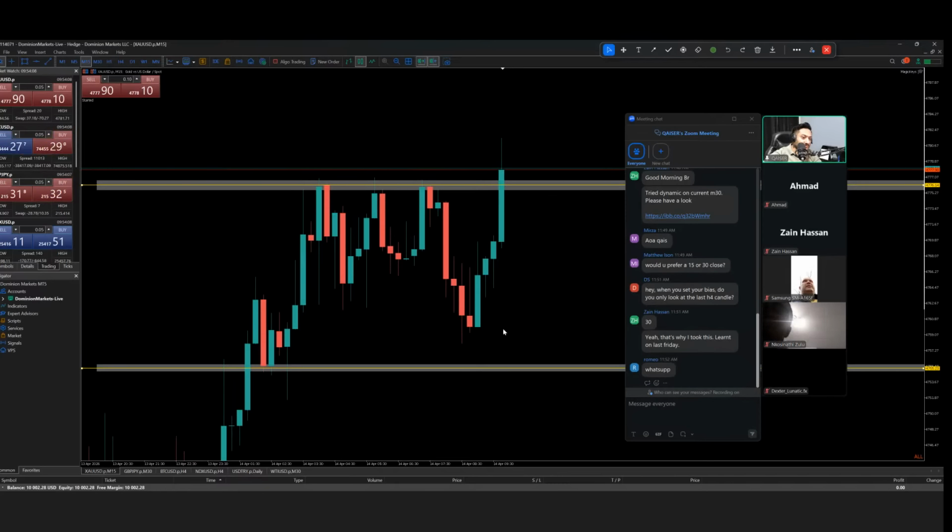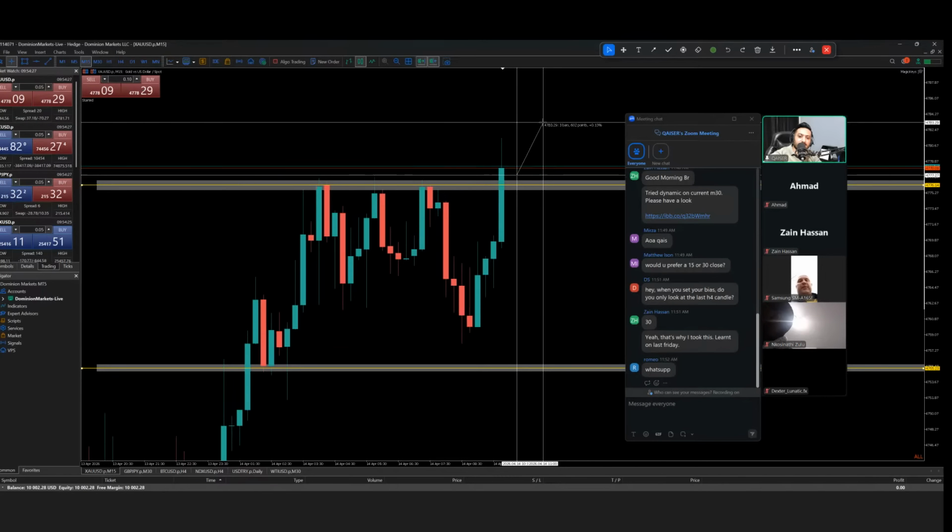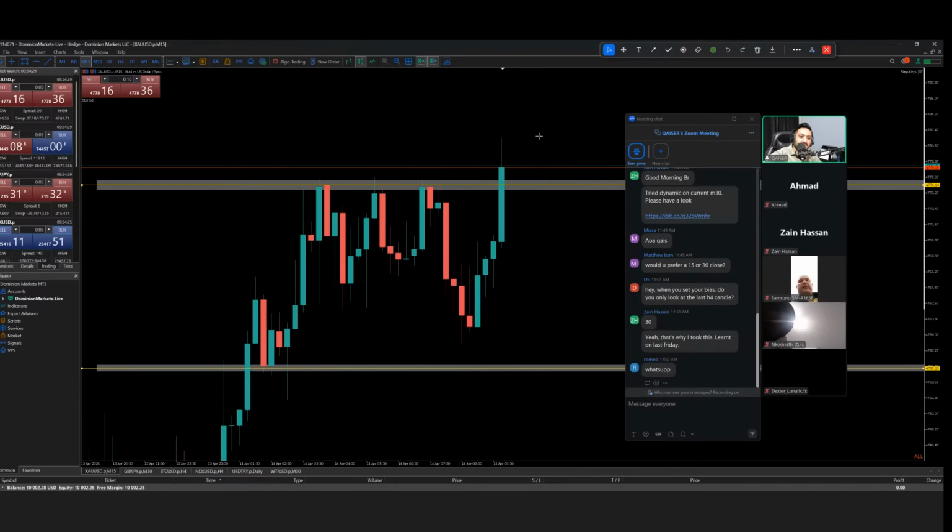to create some structure. If it's going to close above this resistance area, then I need a candle to create some kind of structure, like a bearish candle, then a bullish candle breaking above that structure. So that makes sense to take a buy. Can't do anything about it, and it just moved 50 pips right here. So need to wait.